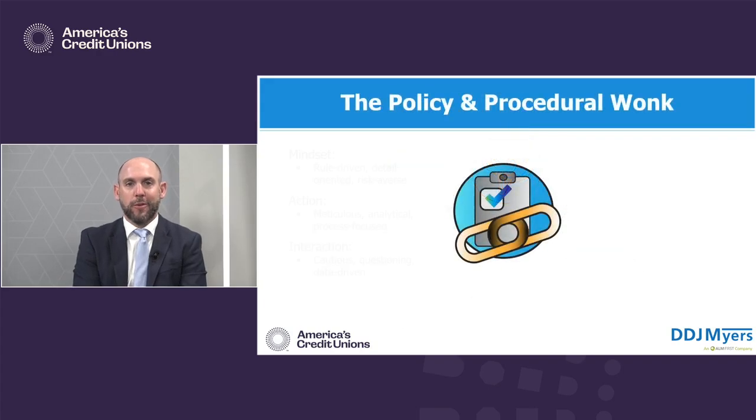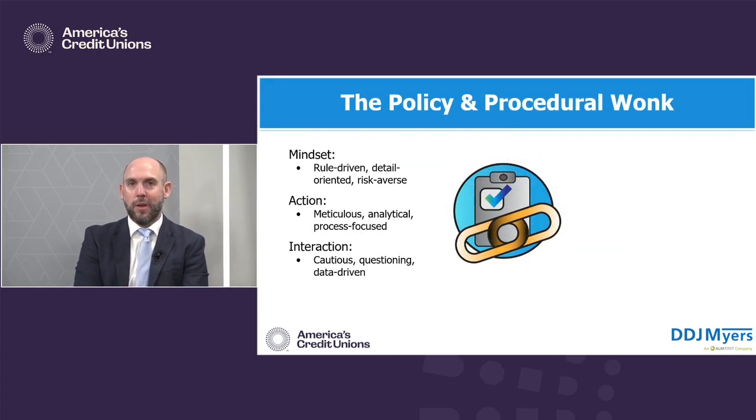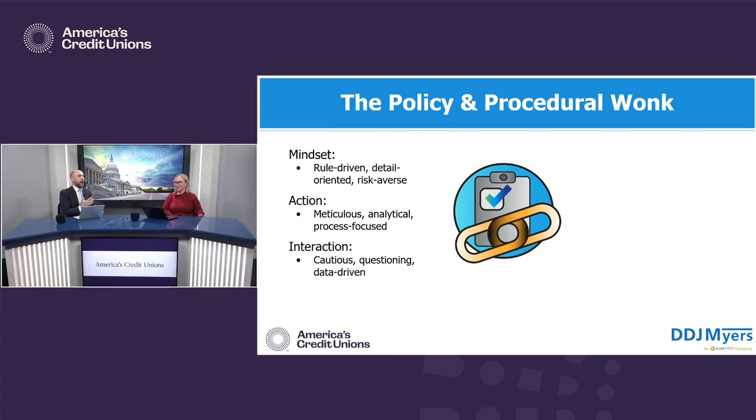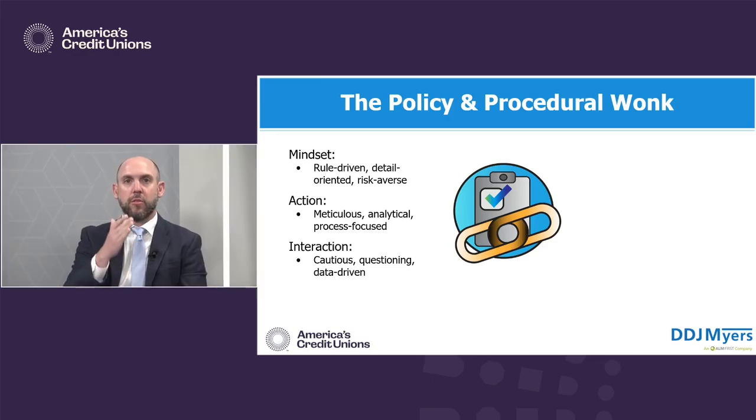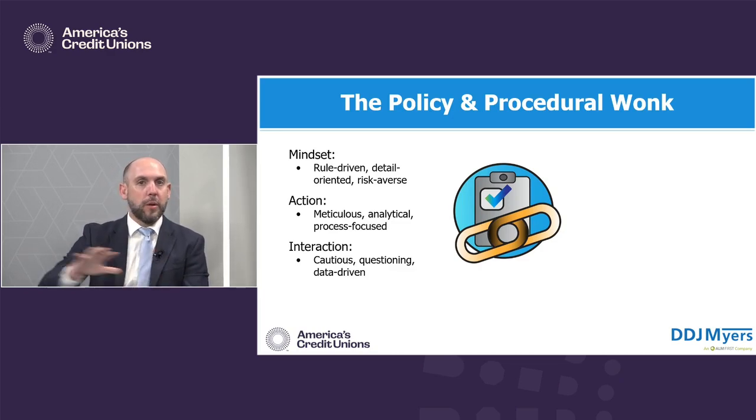So first and foremost, I think this might be my favorite one that we came up with. We call it the policy and procedural wonk. The mindset is rules-driven, detail-oriented, risk-averse. And so what that means is, if we have the right policies, the right procedures, the right documentation, all nice and bundled and packaged, spell-checked, put in triplicate, we're going to be a high-performing board. Absolutely. If it's on paper, we are absolutely going to be high-performing.